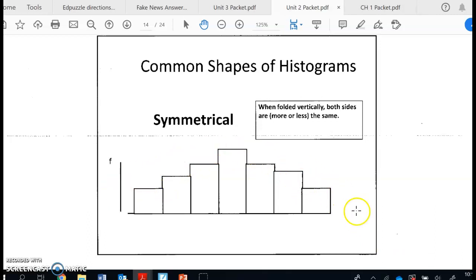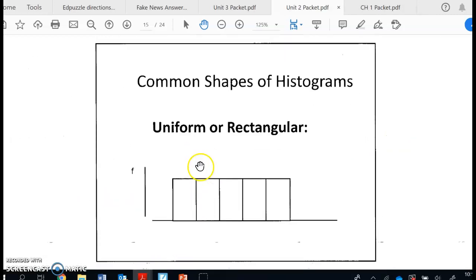That's symmetrical. Does it have to be exactly perfect? No. If it's close, then you can call it symmetrical. And 2 people may look at the same thing and say, that looks symmetrical and that looks something else. And as long as you justify it, then you're okay. So there's symmetrical. The other one is uniform, rectangular. We really don't call it that. We call it uniform. It's when everybody's the same.